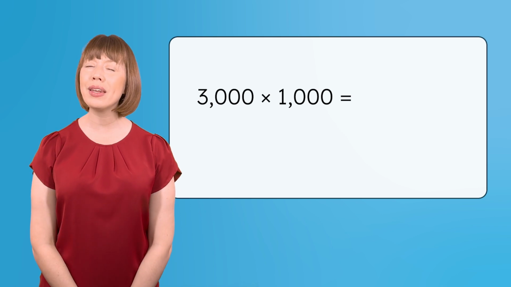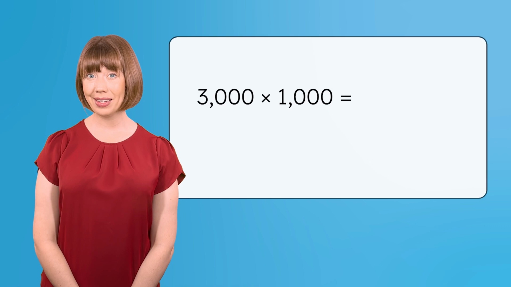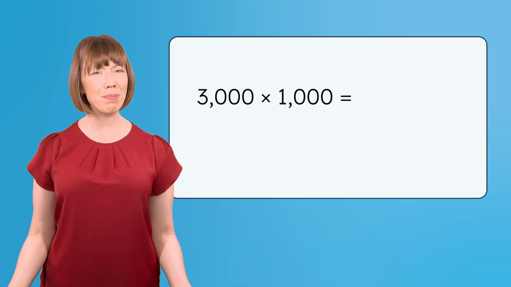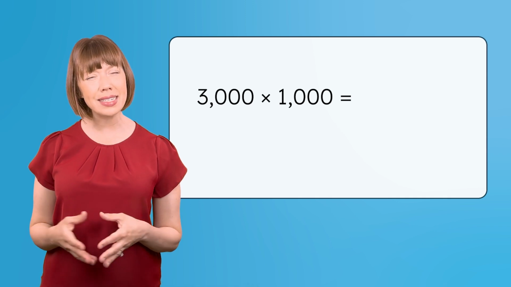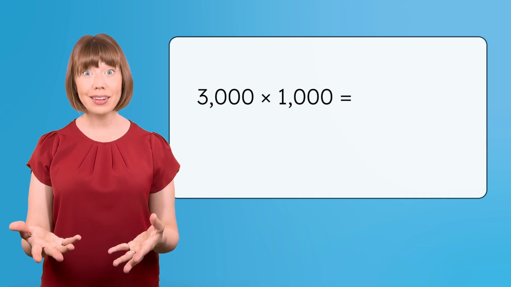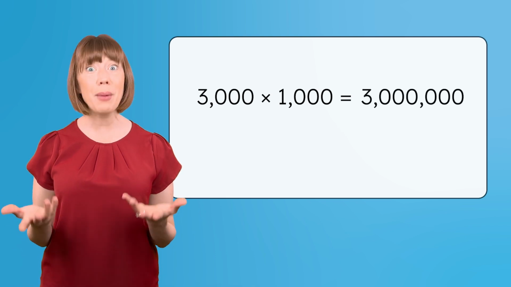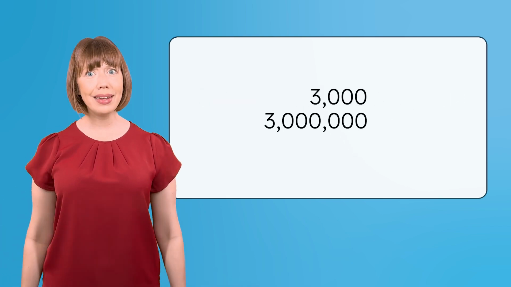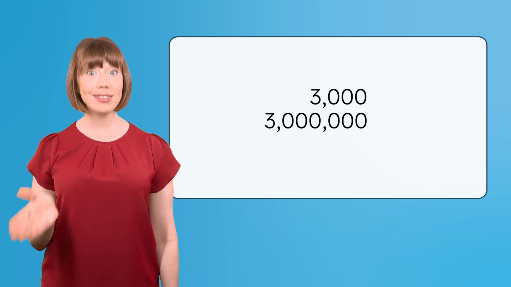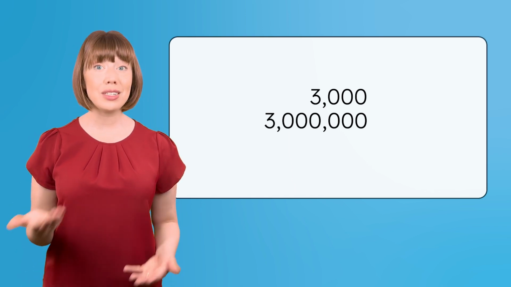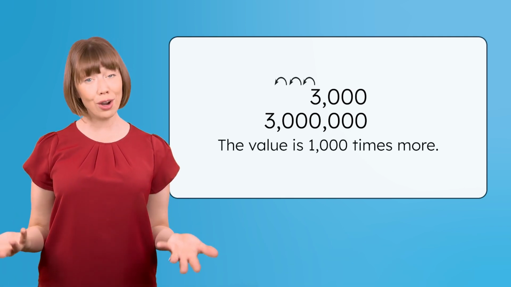What do you think will happen if we multiply 3,000 by 1,000? If it follows the same pattern, the digit 3 will shift to the left how many places? 3. 3,000 times 1,000 is 3,000,000. We were right. The number 1,000 is made of 3 tens, 10 times 10 times 10. So the digit moved 3 times, and the value is now 1,000 times more than where we started.